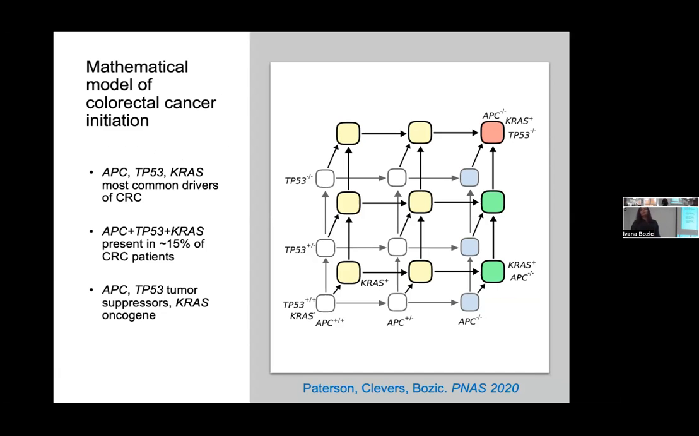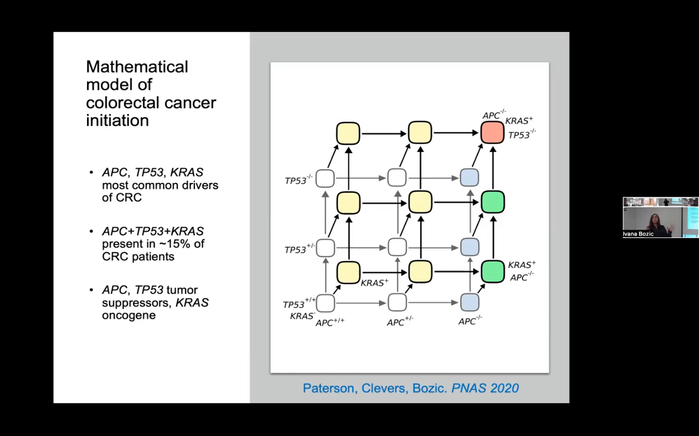And so I will be talking for the next few minutes about this paper, in which we wanted to focus on the 3 most common cancer drivers in colorectal cancer, which are these 3: APC and TP53, which are tumor suppressors and need 2 steps to be inactivated, and KRAS, which is an oncogene, so needs a single mutation to be activated.